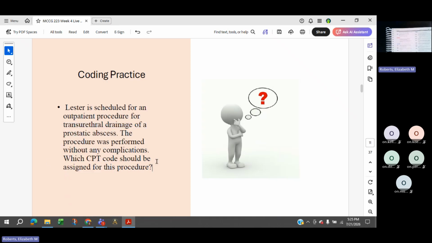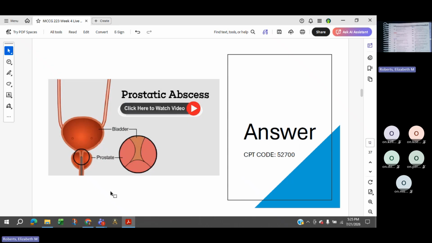So in this case, I'm not even gonna go check the male genital. We're not gonna waste our time. This has got to be the correct code. And yep, that's it.